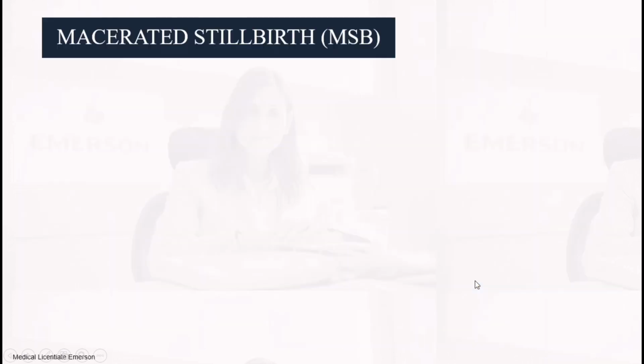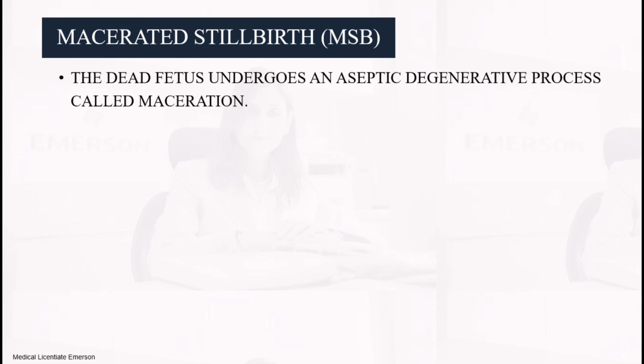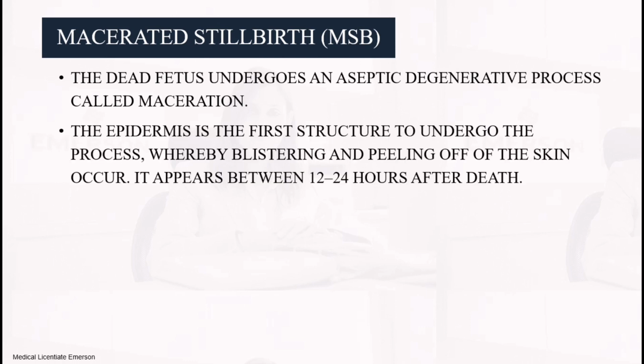So okay, then we are going to classify them. The stillbirth, we can classify them as macerated and fresh stillbirth. So what's macerated stillbirth, which is MSB? So this is the dead fetus which undergoes an aseptic degenerative process called maceration, and the epidermis is the first structure to undergo the process, whereby blistering and peeling off of the skin occurs, and this appears between 12 to 24 hours after death, not delivery, after death.